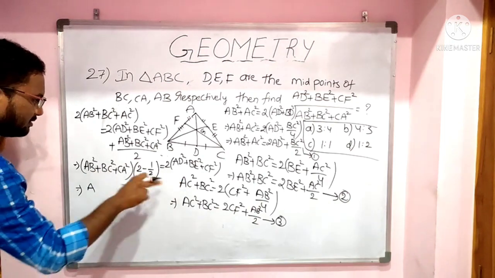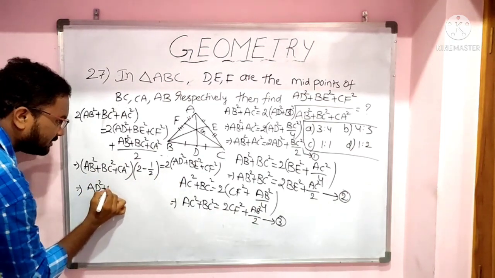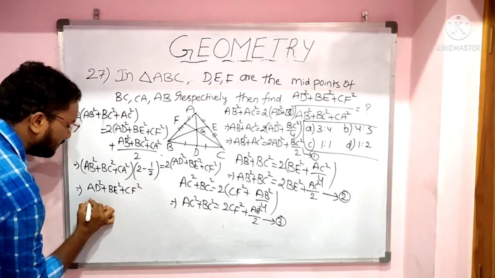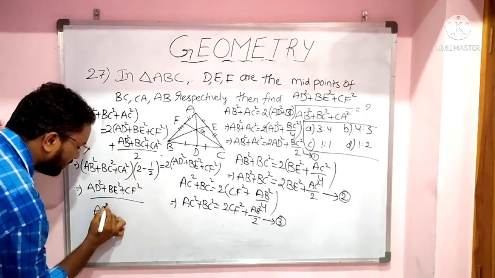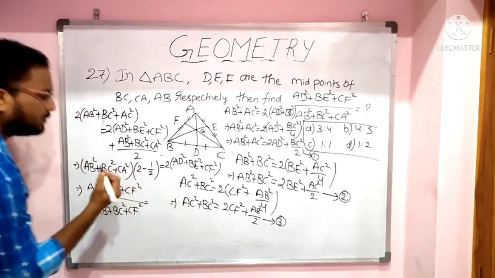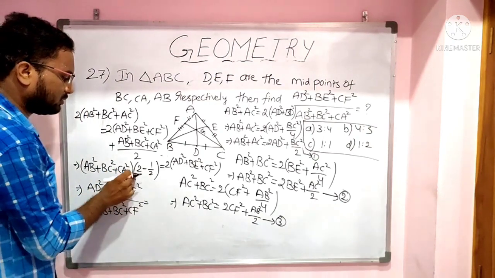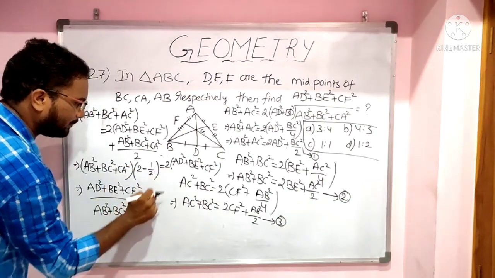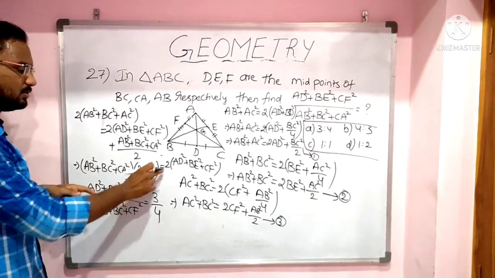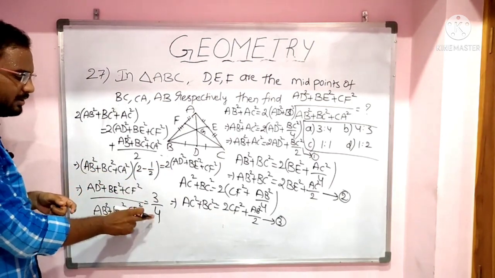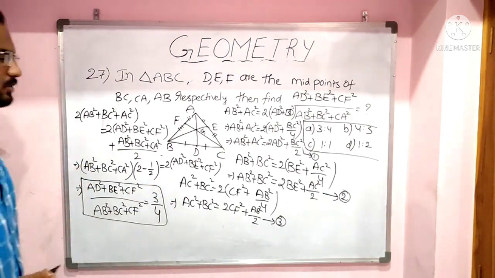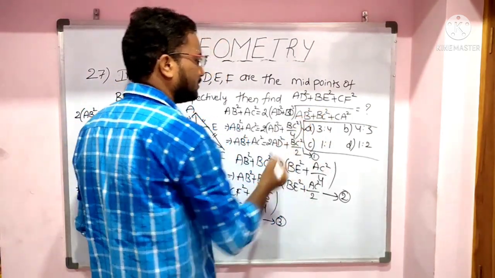So take this term to that side: (AD square plus BE square plus CF square) by (AB square plus BC square plus CA square) equal to, so 2 is 4, 4 minus 1, 3 by 2, 3 by 2 by 2, that equals 3 by 4. This is 3 by 2 by 2, 3 by 4. So the answer is 3 is to 4.